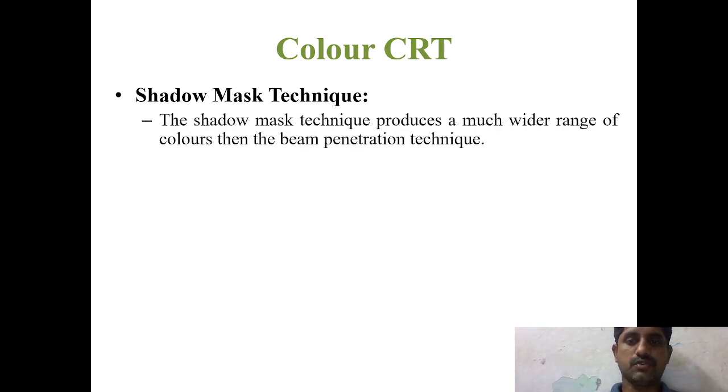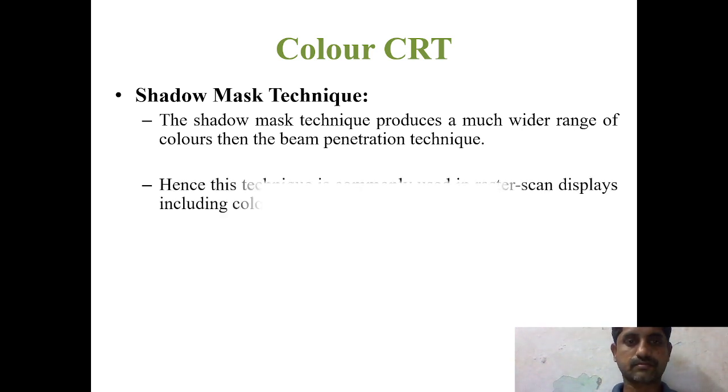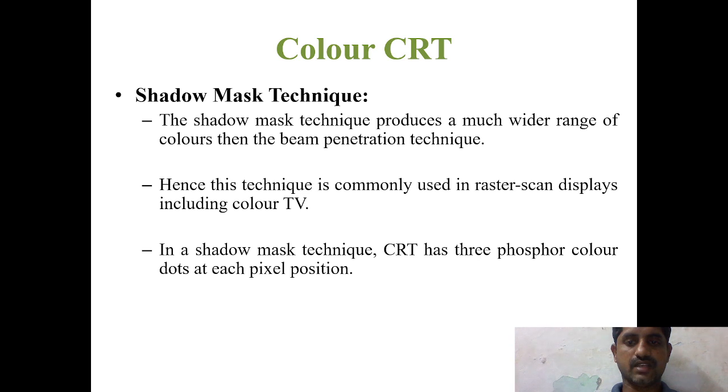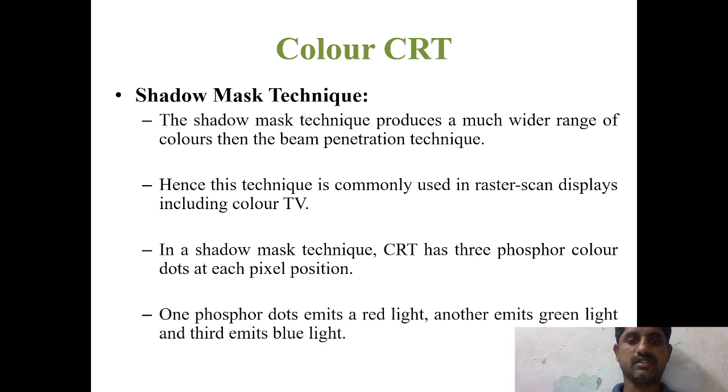The shadow mask technique produces a much wider range of colors than the beam penetration technique. Hence, this technique is commonly used in raster scan displays, including color TVs. In the shadow mask technique, the CRT has three phosphor color dots at each pixel position. One phosphor dot emits red light, another emits green light, and the third emits blue light. Red, green, blue, that is called RGB.